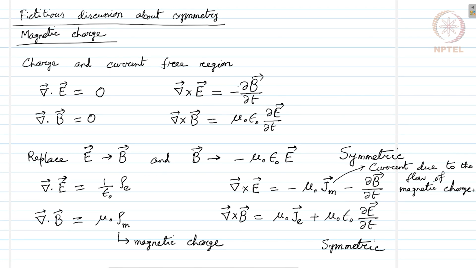And in this symmetric situation, we must have the charges, that is electric charge and magnetic charge, both conserved. That means they will have continuity equation like this. The divergence of the magnetic current is minus del rho m del t, and the divergence of electric current is minus del rho e del t. This will give us the continuity equation obeying the condition that the charges are conserved.